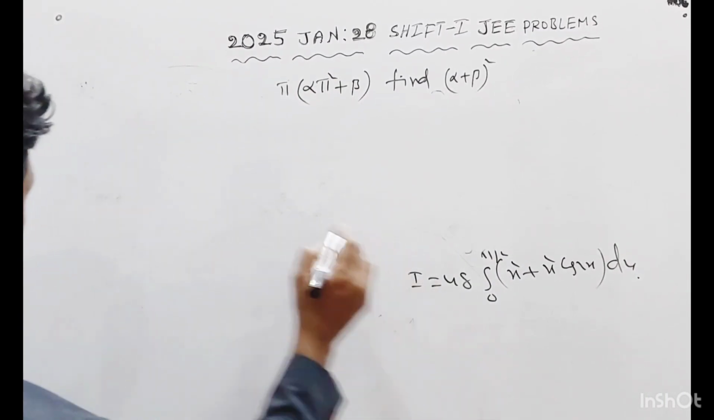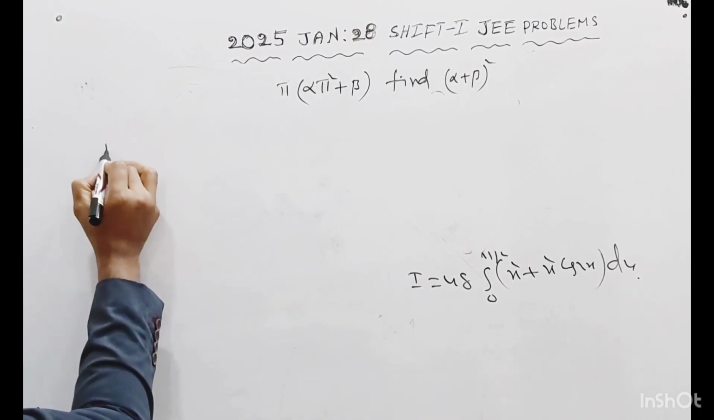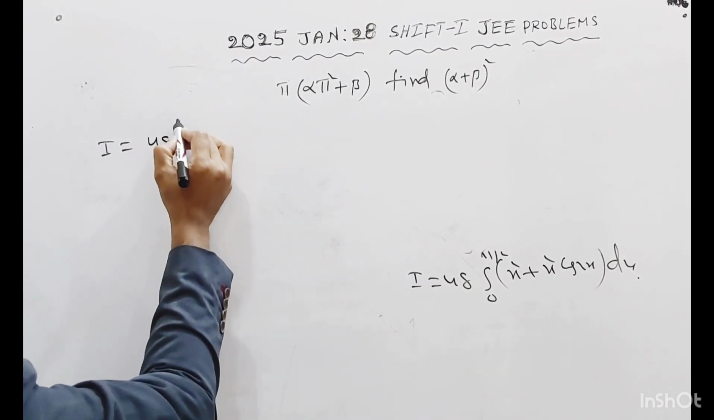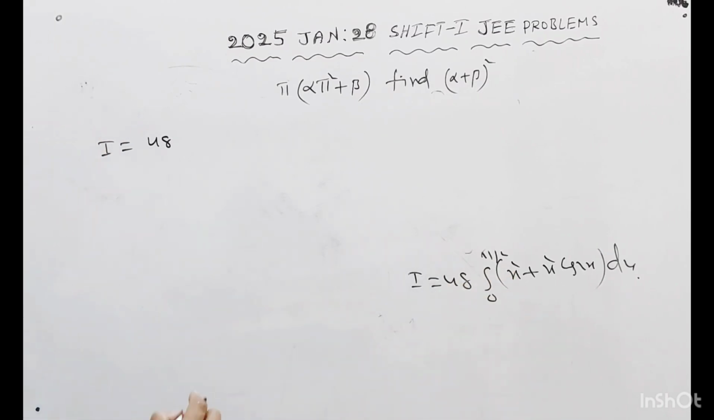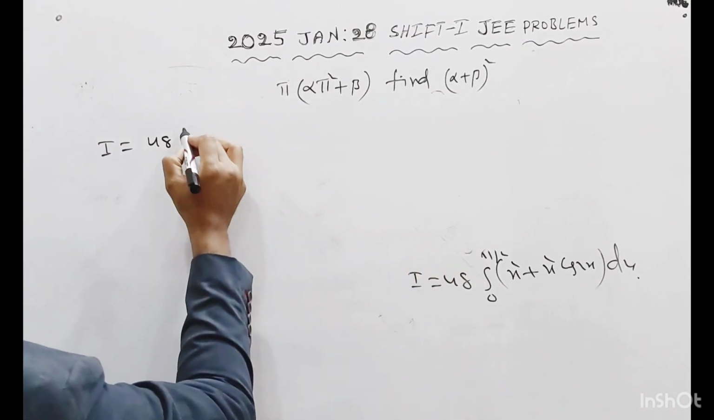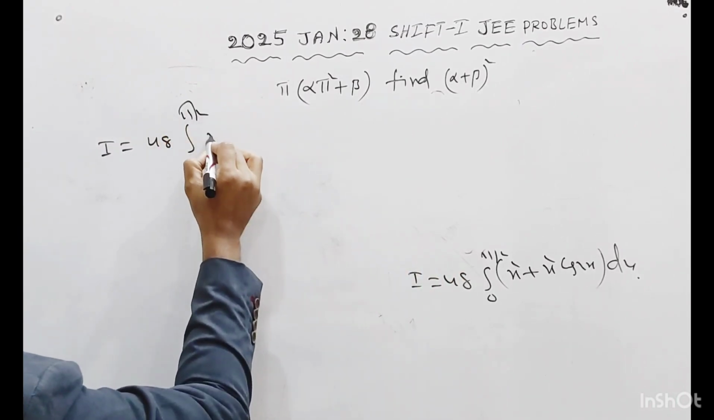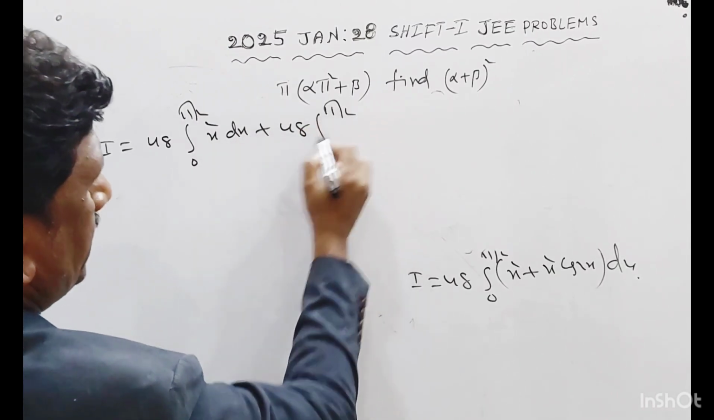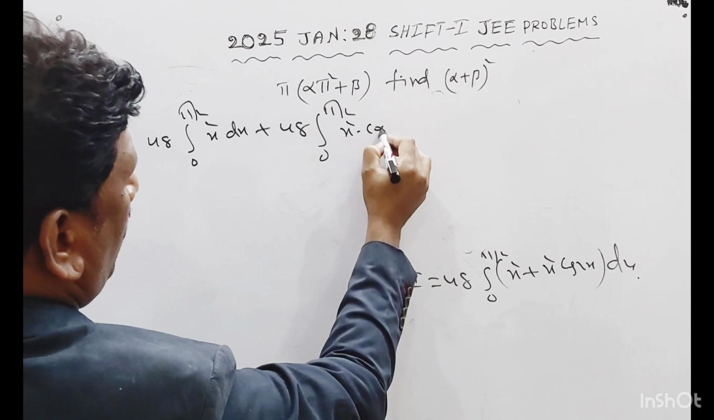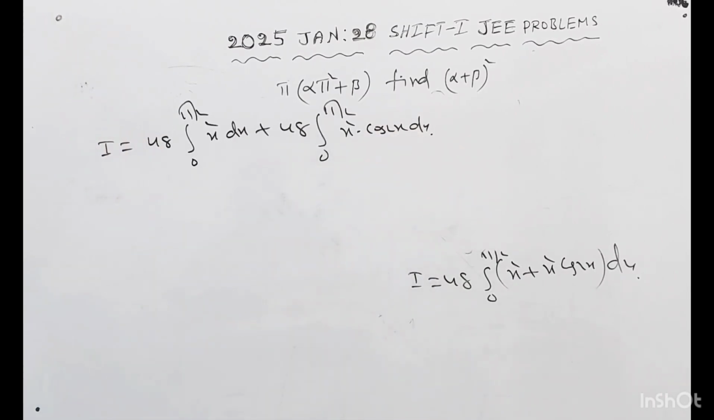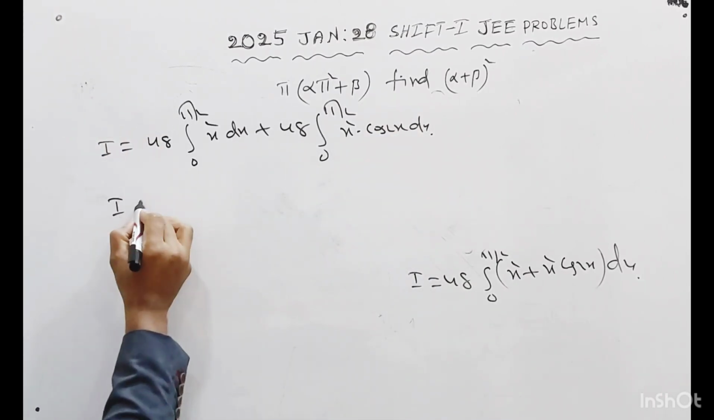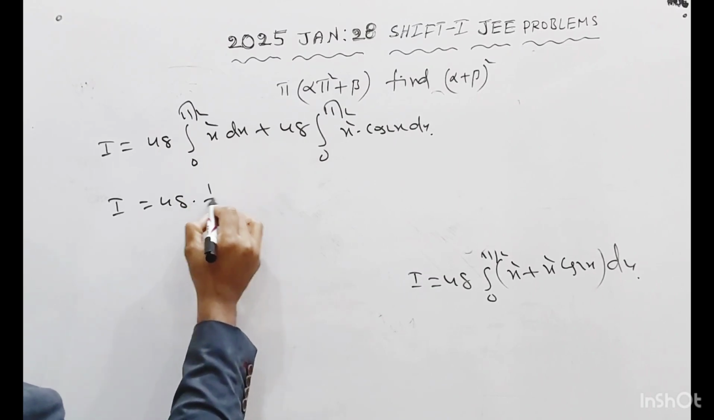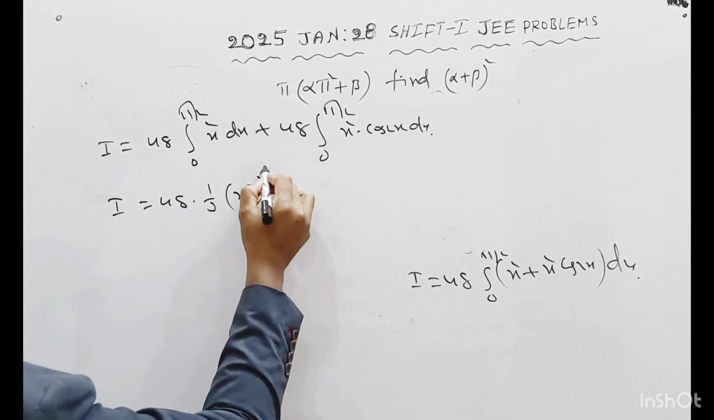Now after simplification, I'm doing here I is equal to 48. Then you divide the integration symbol for the individual functions. Then you will get 48 integration of 0 to pi by 2 x square dx plus 48 integration of 0 to pi by 2 x square into cos 2x dx. Okay, right? So here I is equal to 48, this value will be 1 by 3 into x cube, integration of 0 to pi by 2.